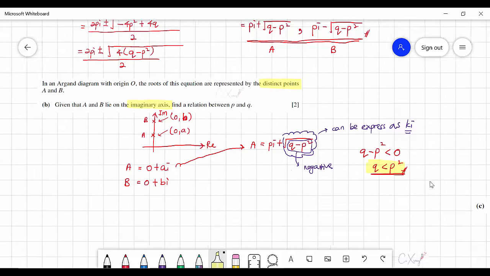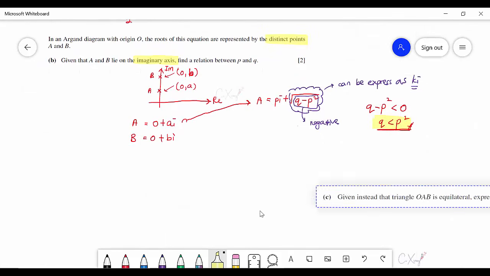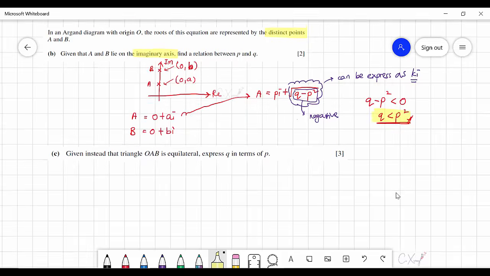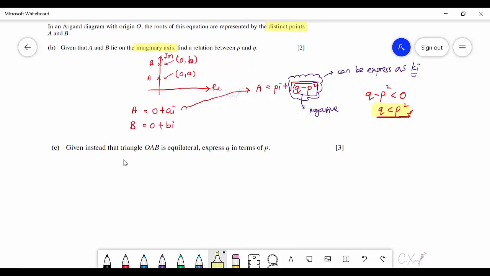Okay, then now let us continue to part C. For part C, given instead that the triangle OAB is equilateral, express q in terms of p. So now they want you to forget about part B here. The OAB is actually an equilateral triangle.